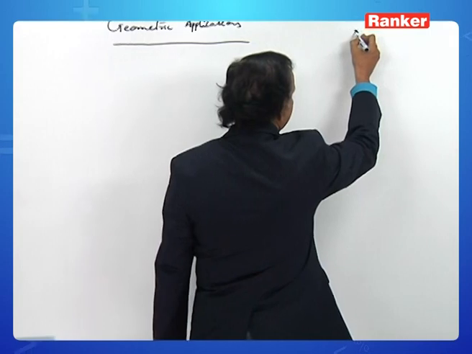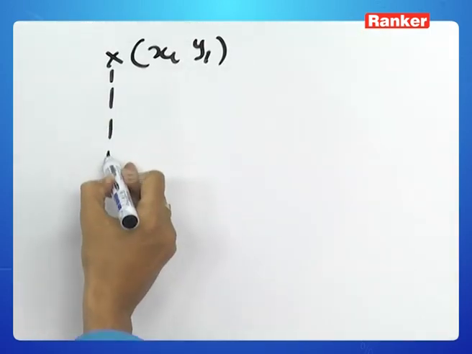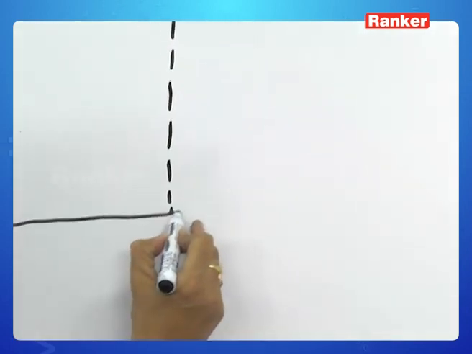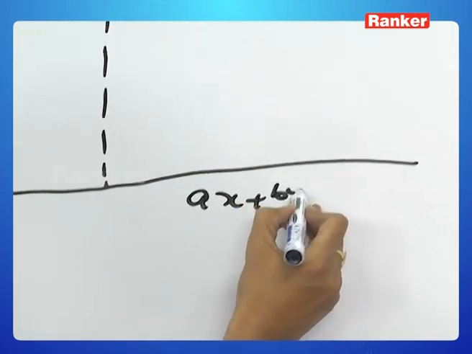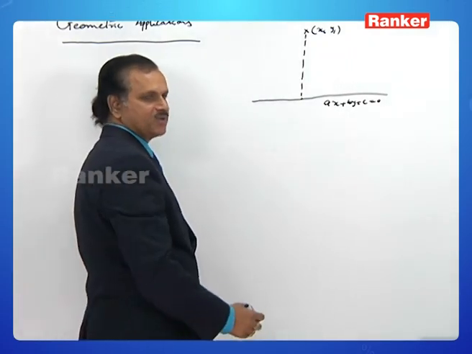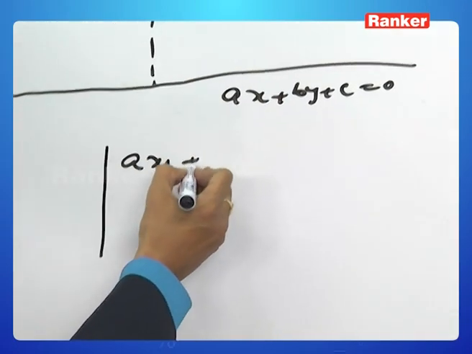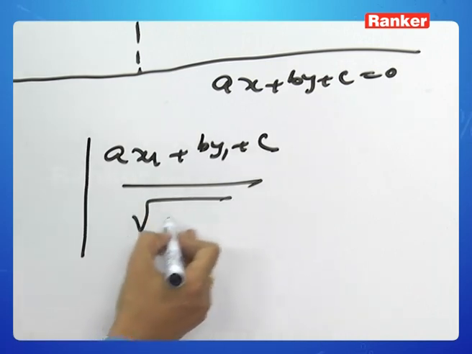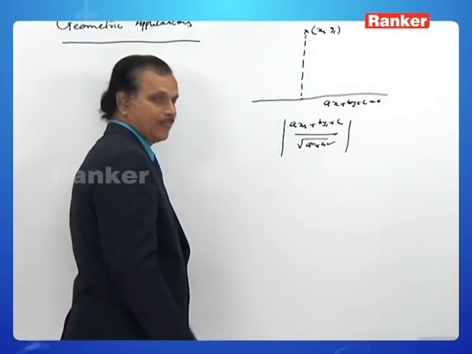Suppose in coordinate geometry, a point (x1, y1) is given, and the length of the perpendicular is required from it onto the straight line ax + by + c = 0. Come on friends, let us recollect the procedure. What is the distance here? |ax1 + by1 + c| / √(a² + b²) is the distance.